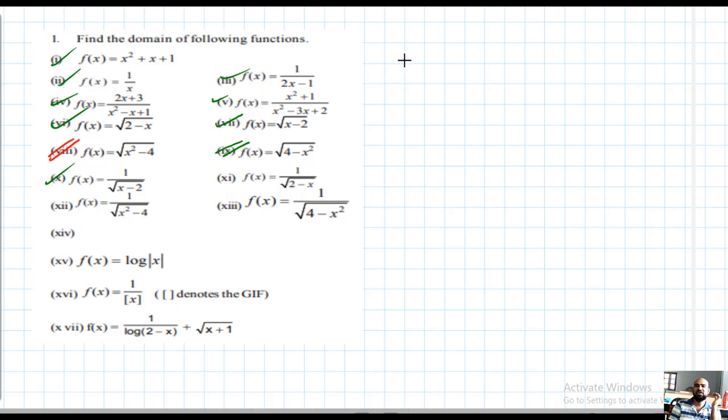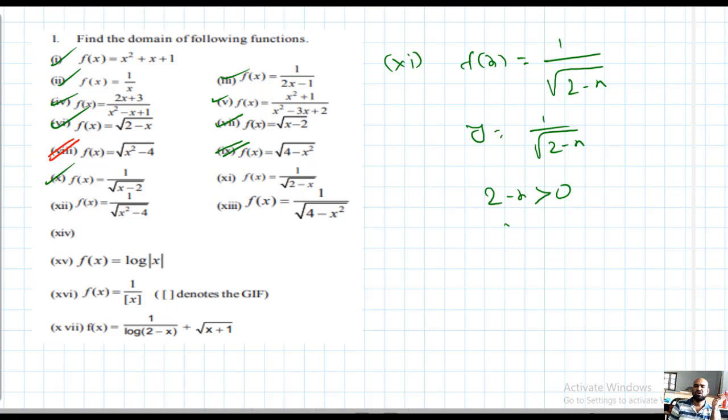Next, 11th problem. f of x is equal to 1 by root over 2 minus x. So here also y equal to 1 by root over 2 minus x. So 2 minus x should be greater than 0, or x minus 2 less than 0, or x less than 2. Therefore domain equal to minus infinity to 2, open interval. This is problem number 11.